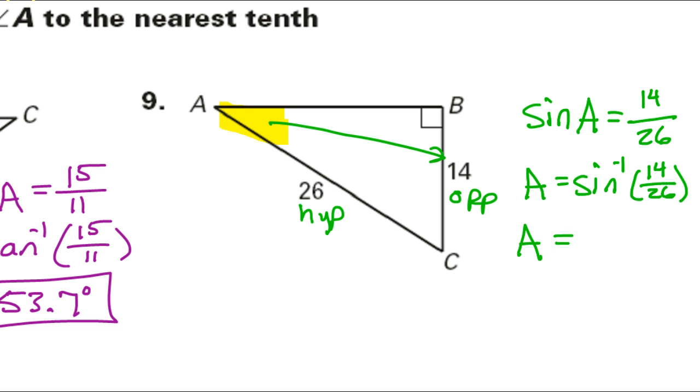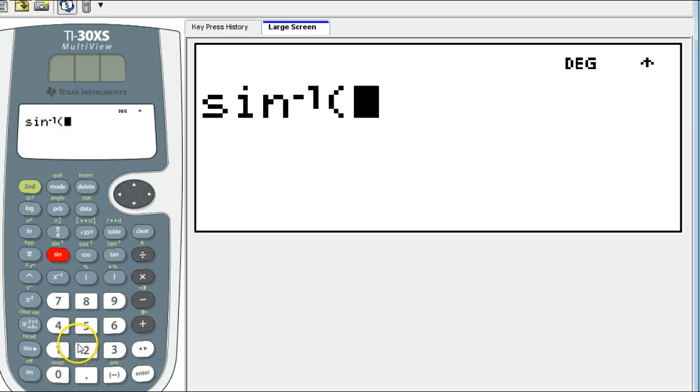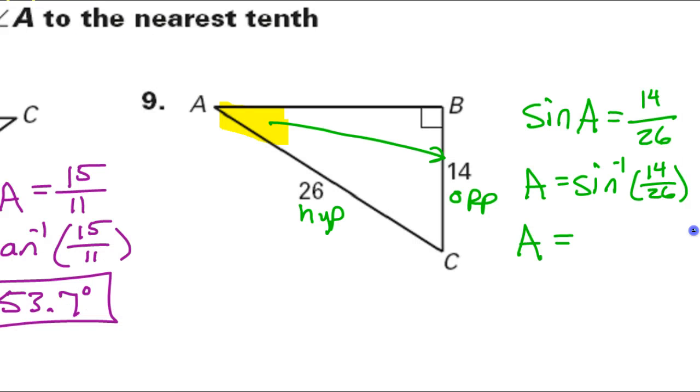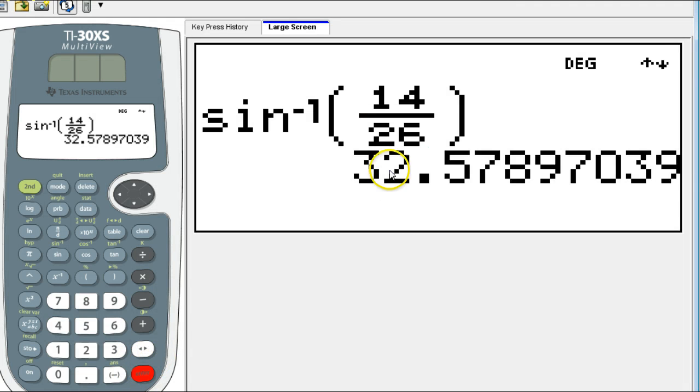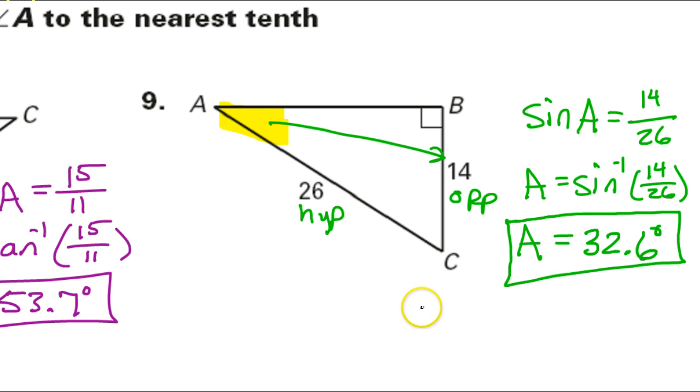But then you can just go ahead and put this in your calculator and get the answer. So the angle will equal the inverse sine, so we'll do second sine of, what was it, 14 over 26. I have no memory. Alright, so that is 32.6 degrees. Got to round up. Okay, so we found angle A once again.